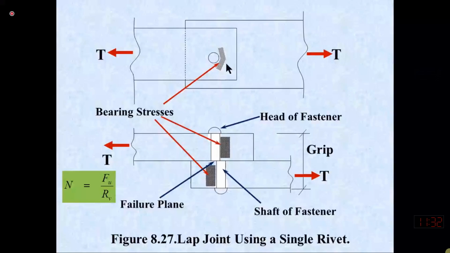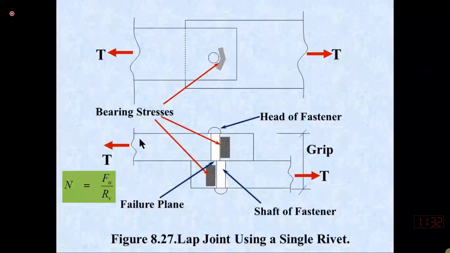So it means that we may have two types of failure. One is the bearing failure and one is the shear failure. So we need to compute how we can avoid this failure, or how we can compute the shear strength of a single fastener and the bearing strength.